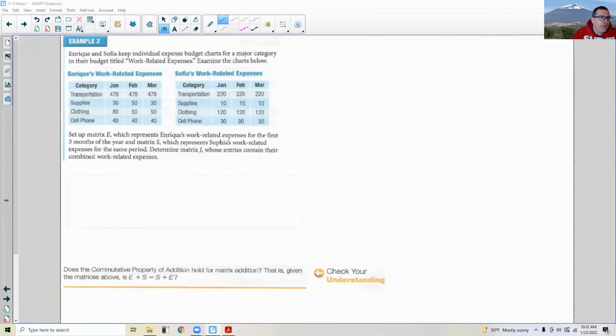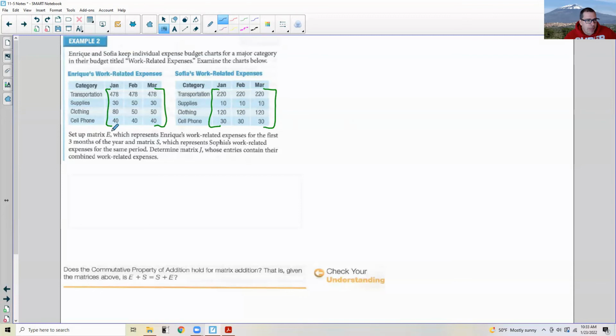Okay, example 2. Enrique and Sophia keep individual expense budget charts for major categories in their budget titled work-related expenses. So here is Enrique's work-related expenses, and here are Sophia's work-related expenses for the months of January through March. So they have transportation, supplies, clothing, and cell phones. They both have the same categories. They both have the same number of months. So if you were to focus on just the numbers like this, this would be a matrix for Enrique, and this would be the matrix for Sophia.